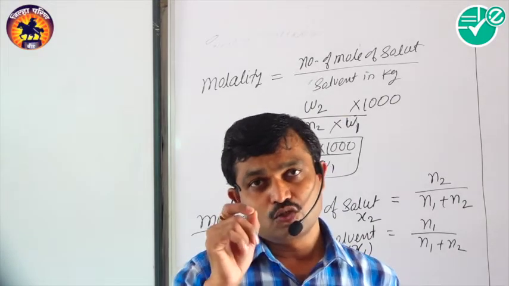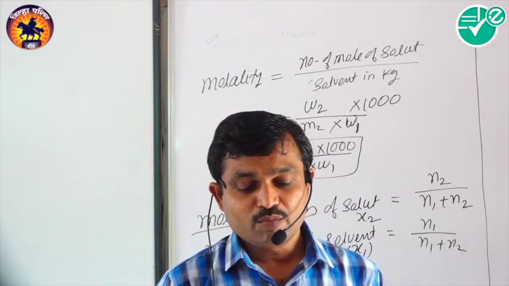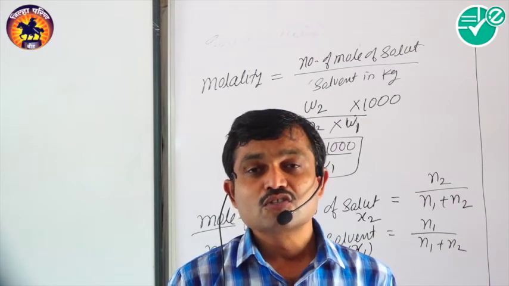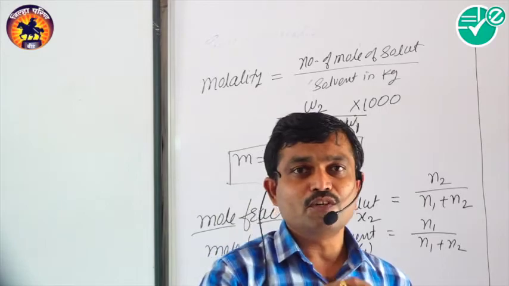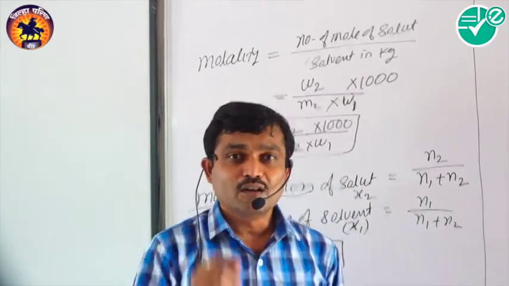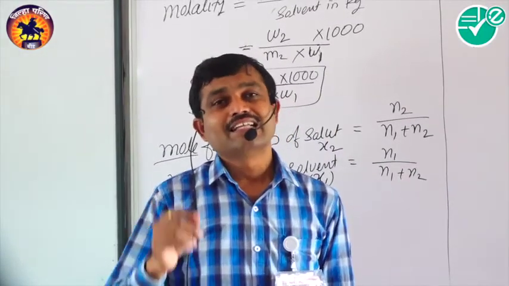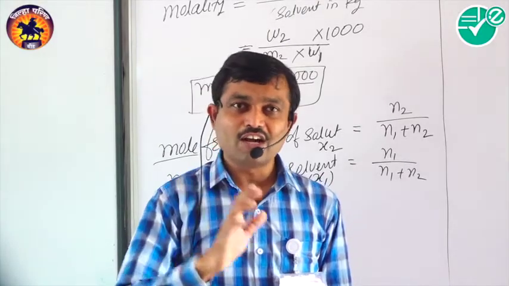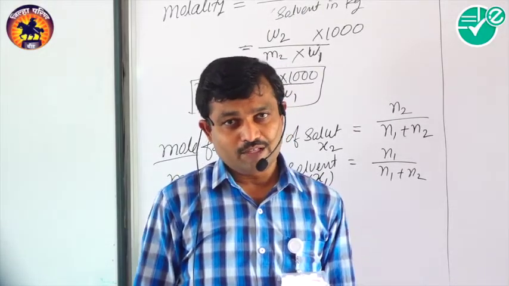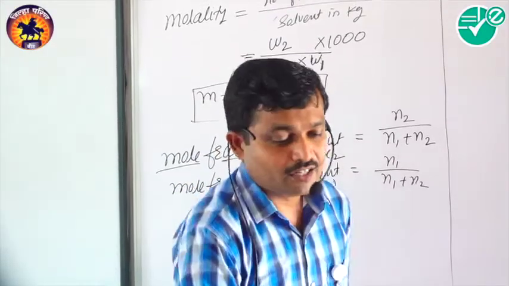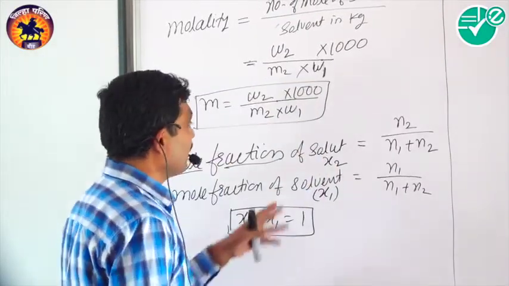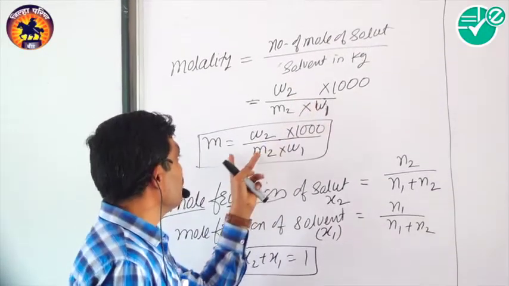Now concentrate on a very important point, the colligative property. Which property is called a colligative property? The property which depends upon the number of solute particles is called a colligative property. So you must know these terms.